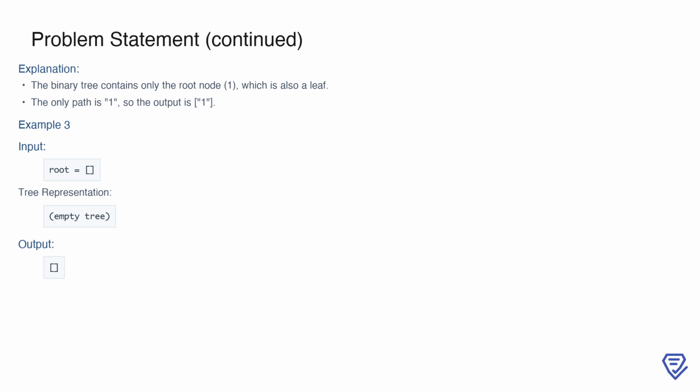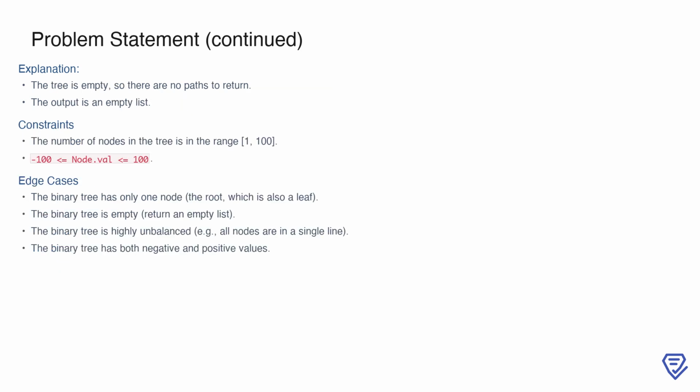Now, if the input is an empty tree, represented as root equals [], there are no nodes in the tree. This means there are no root-to-leaf paths to return. The output, in this case, is simply an empty list. These examples highlight how the tree's structure directly affects the output. When the tree is empty, there are no nodes and, therefore, no root-to-leaf paths. The output is an empty list in this scenario.